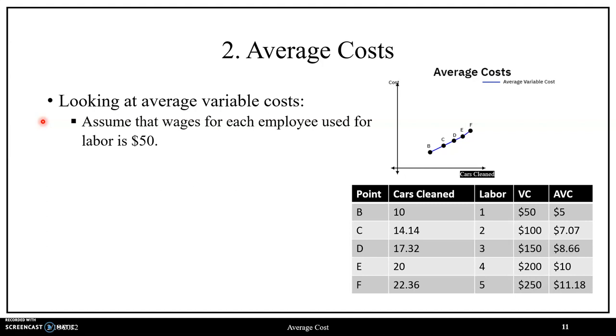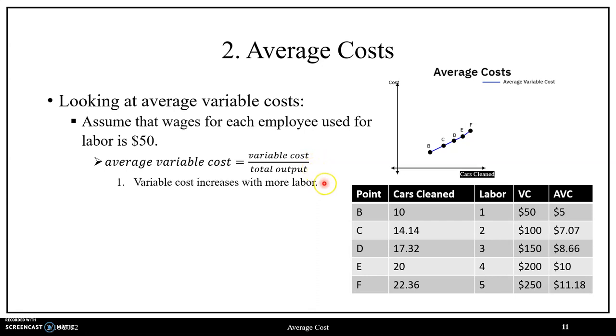That is, each unit of labor that's used, the firm has to pay that unit of labor $50 in terms of wages. Now in terms of formula, we know that the average variable cost formula is going to be variable cost divided by total output. Now in terms of our graphical representation of average variable cost, we see that it's upward sloping. Let us see if we can explain why by examining variable costs and total output.